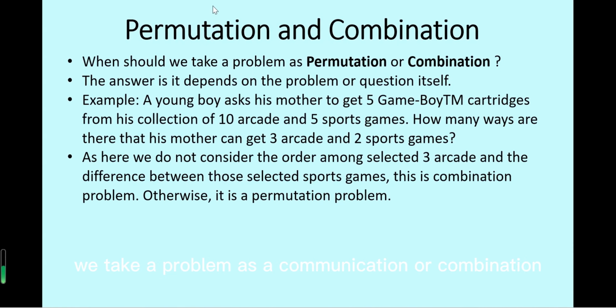So when should we take a problem as a permutation or combination? The answer is it depends on the problem or question itself. For example, a young boy asks his mother to get 5 Game Boy cartridges from his collection of 10 arcade and 5 sports games. How many different ways are there such that his mother can get 3 arcade and 2 sports games? Here we do not consider the order among the selected 3 arcade games and the order among the selected 2 sports games. So actually 3 arcade games are selected from 10, then 2 sports games are selected from 5. So this is a combination problem.